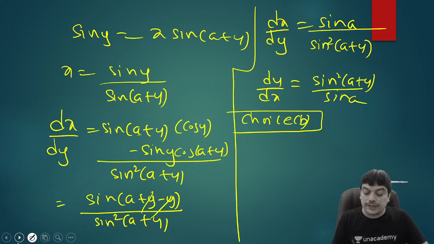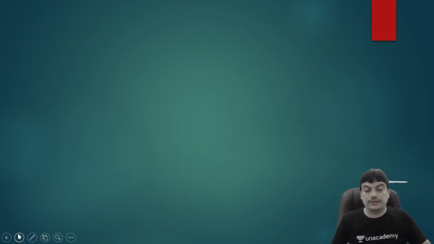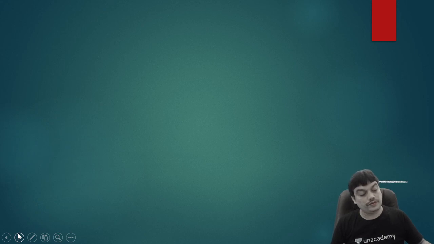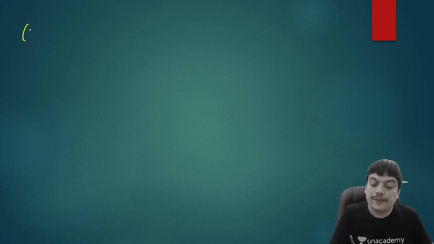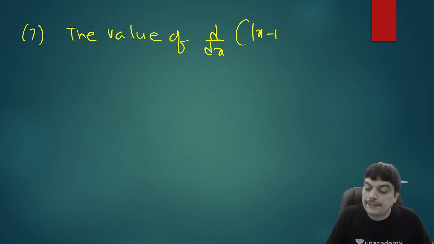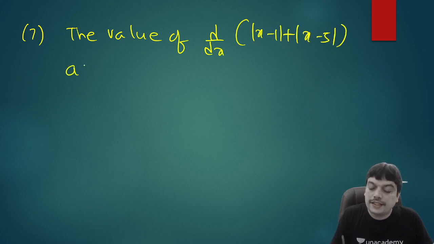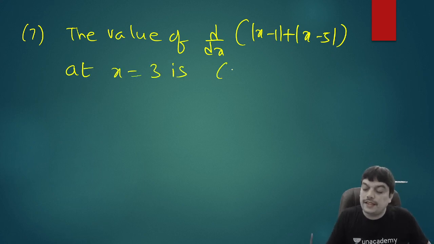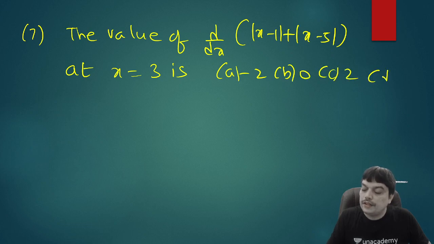Let's move on to the next question now. The value of d/dx of |x − 1| + |x − 5| at x equal to 3 is. So the options are −2, 0, 2 and 4.